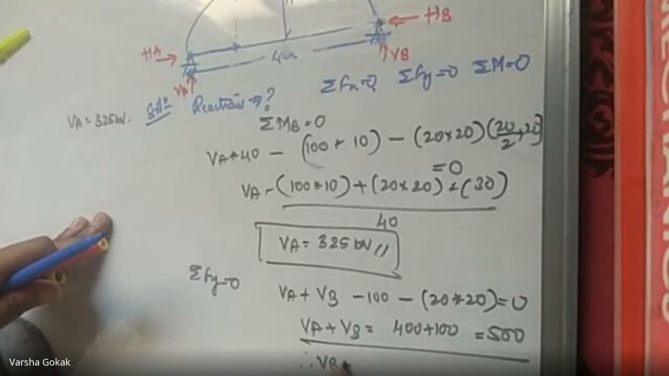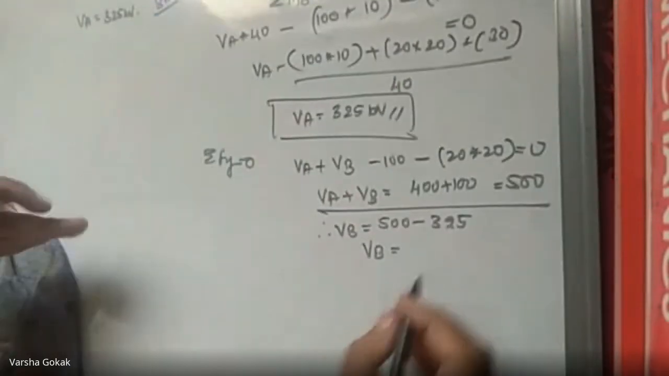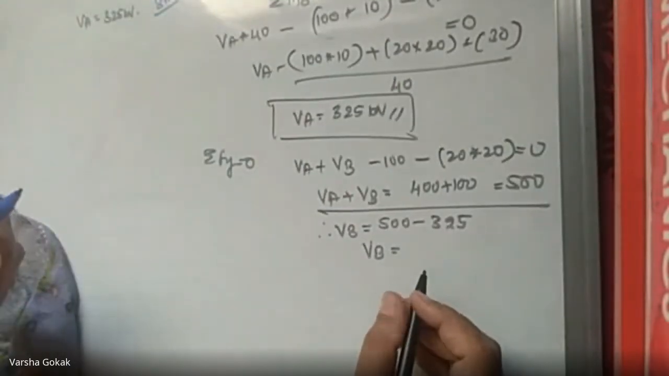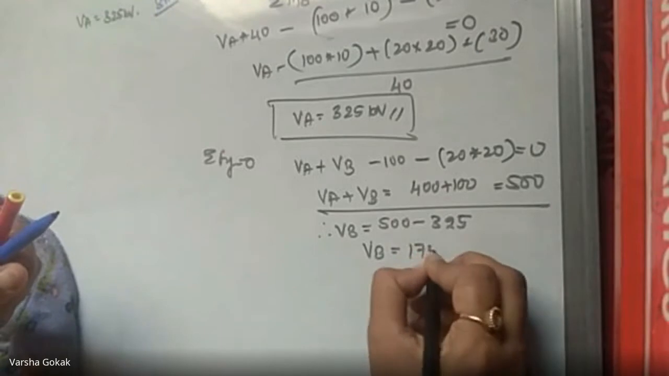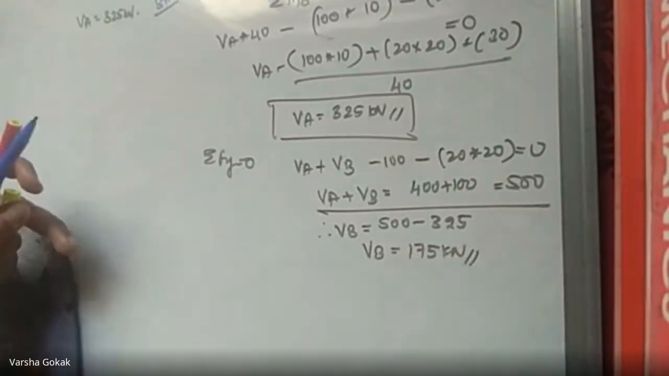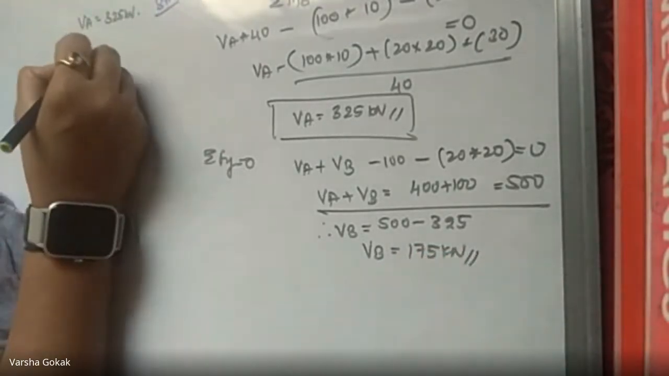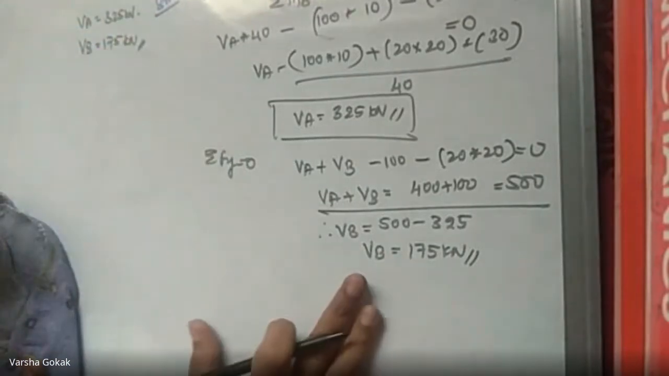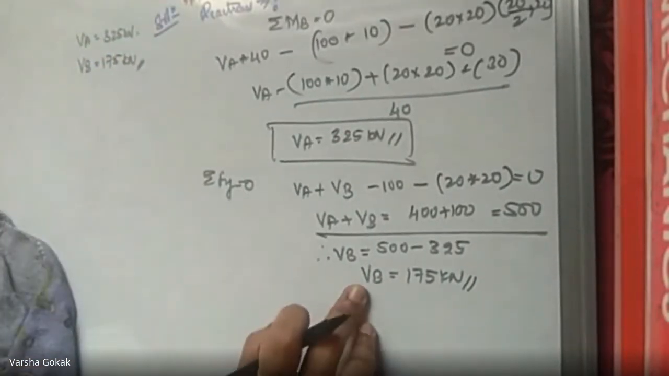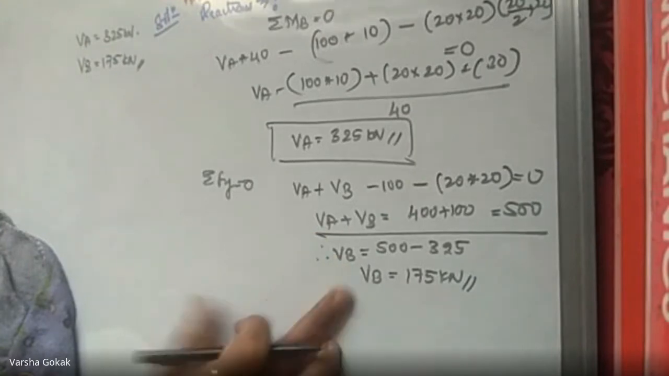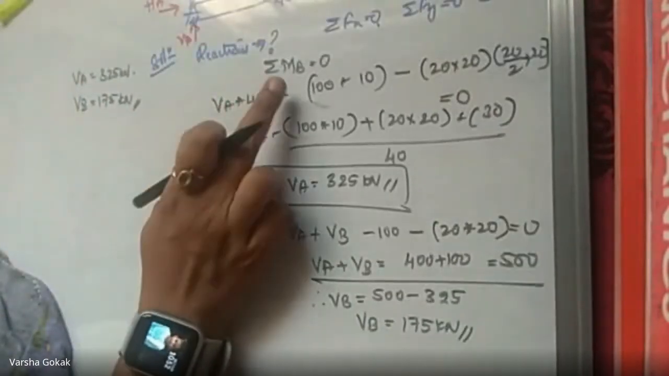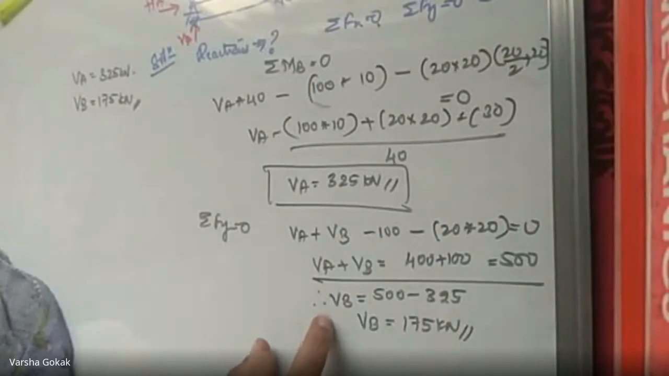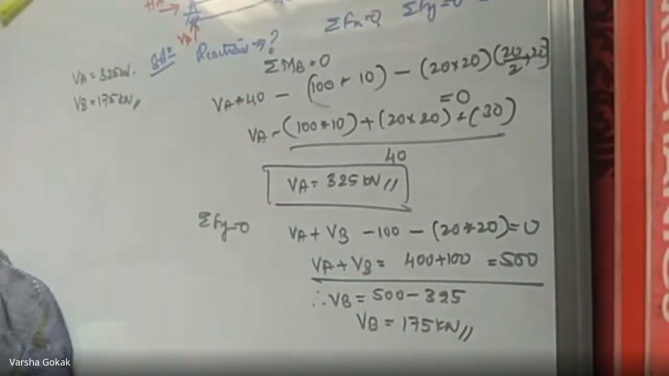Therefore, VB would be what? 500 minus 325. How much? 175. Okay. So you get a VB of 175 kilonewtons. Right? I found the reactions VA and VB, vertical reactions, by taking the moment at any one point. It is moment at B generally we take, and we have got this. If you take moment at A also, you're going to get the same equation.